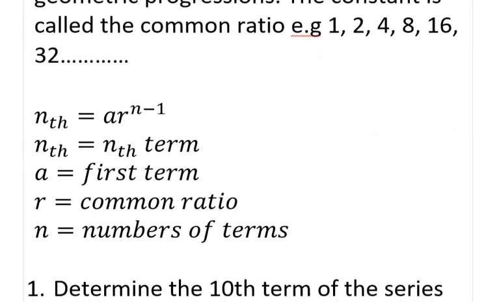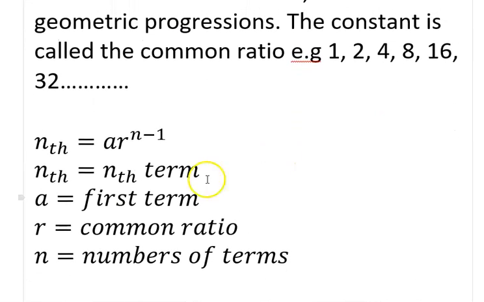And now we have the formula for GP, for geometric progression. Nth term equals A R raised to power n minus 1. That is the formula for geometric progression, where our nth is our nth term, our A is our first term, our R is our common ratio, our N is our number of terms.